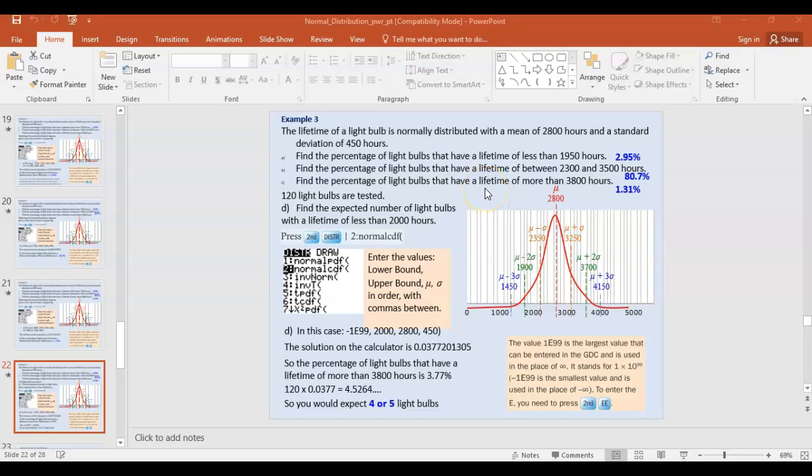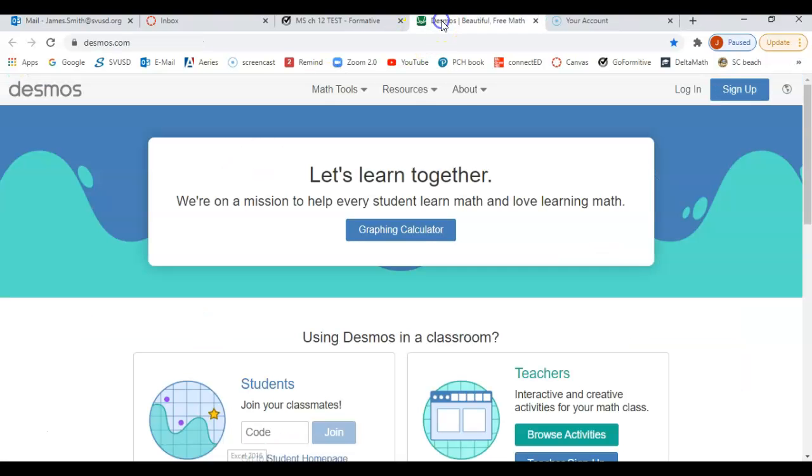So I'm going to show you how you can do the same thing on Desmos for those of you who don't have access to a graphing calculator. Let's start by going to Desmos. If you just go to desmos.com, click on graphing calculator.